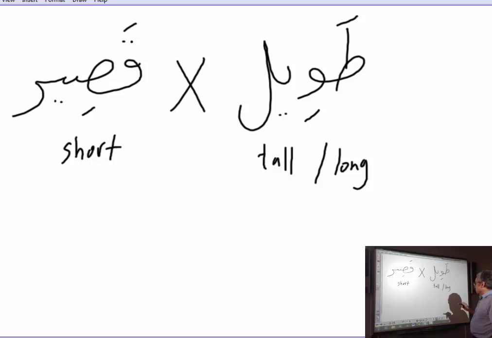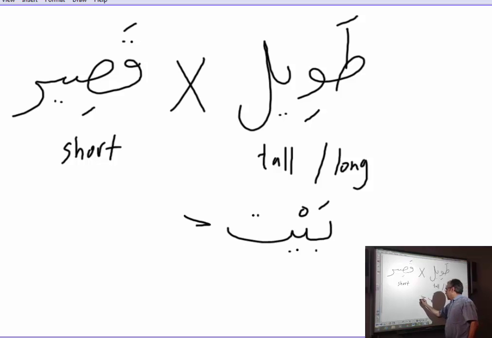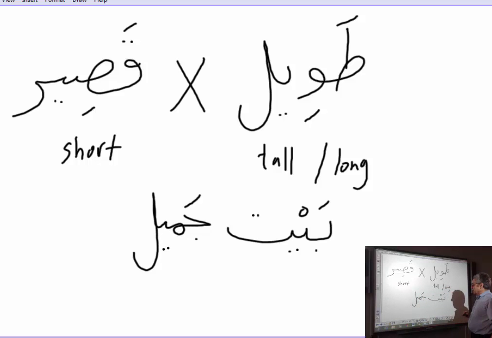So if I want to say بيت, بيت means a house. بيت جميل. As you see here, بيت is masculine, and جميل is masculine. So when جميل is masculine, we don't put the ta marbuta, or what you call the tied up ta. We say بيت جميل.